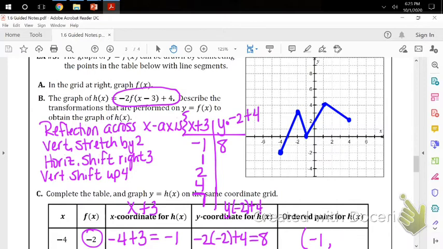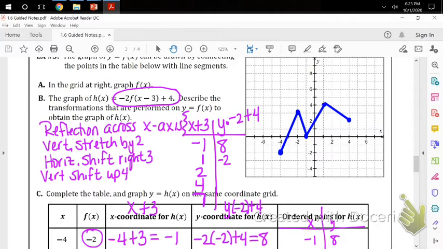Or if you're going to set it up as a table, then you have negative 1, 8. Okay, I'm going to keep going. So our next y value was 3. 3 times negative 2 is negative 6, plus 4 is negative 2.